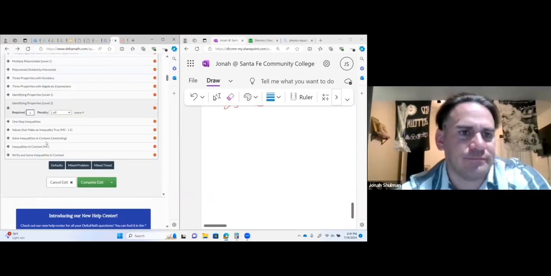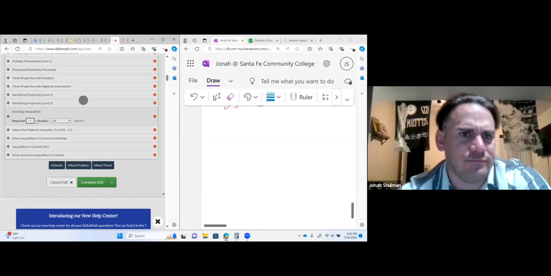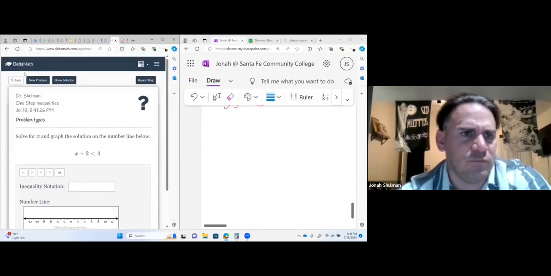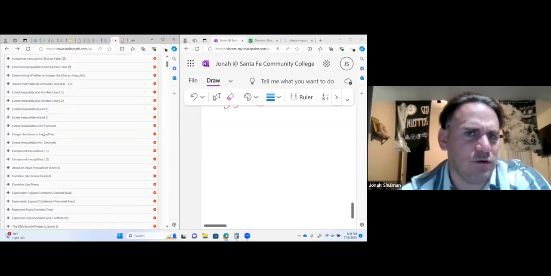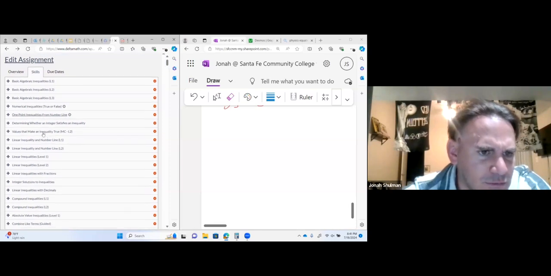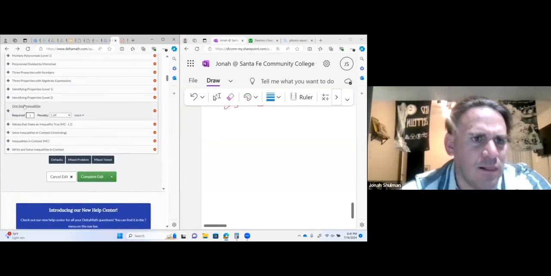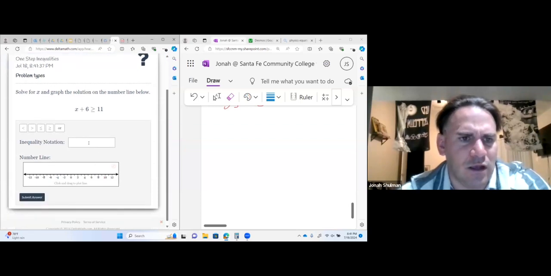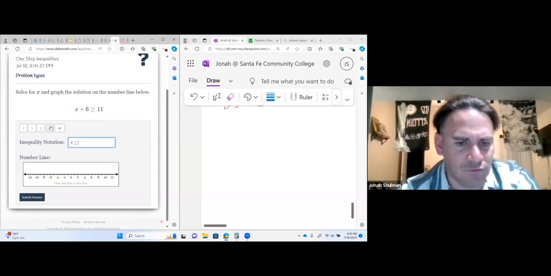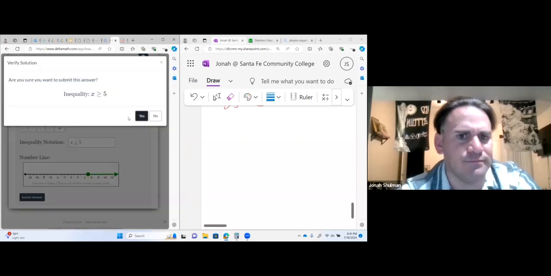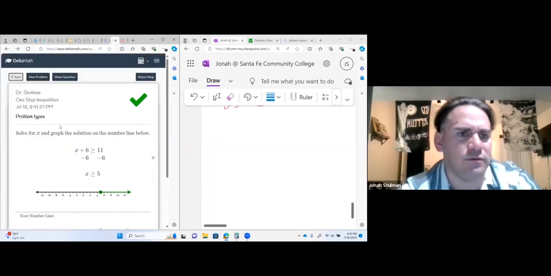All right. We did this already. One step inequalities. I'm sure we have them here. I guess we didn't. All right. This is going to be just minus 5. So x is greater than or equal to 5. So I have the 5, and it's going this way, and it's the whole number. Nice.